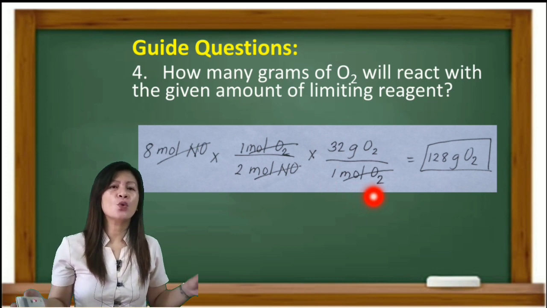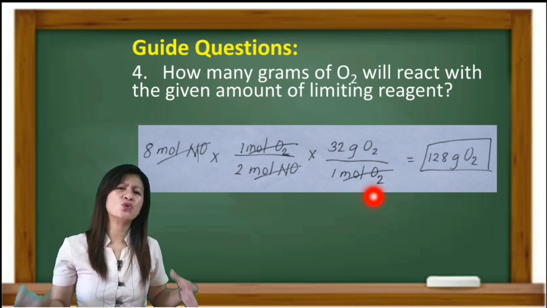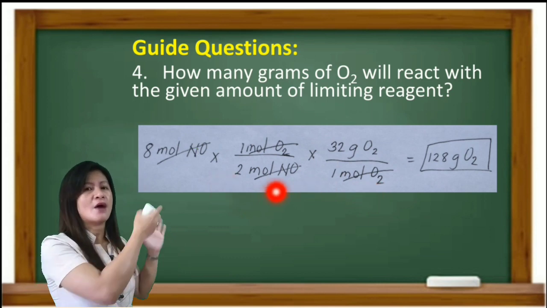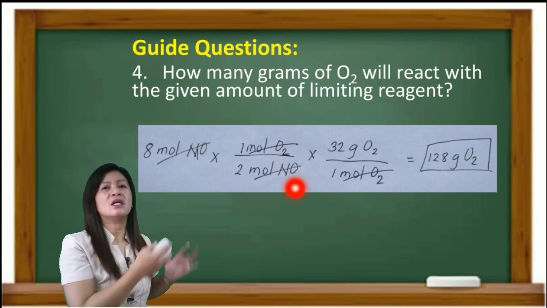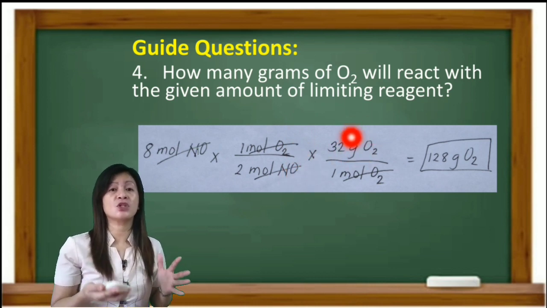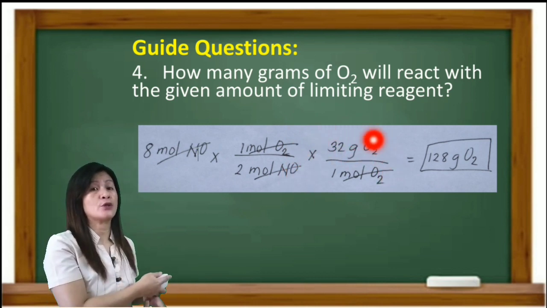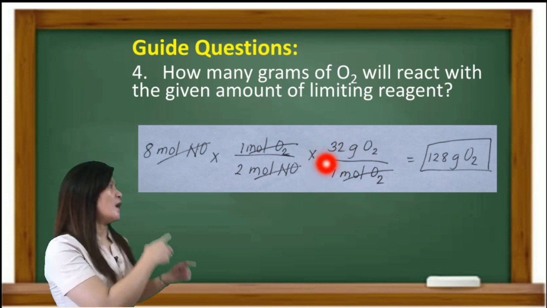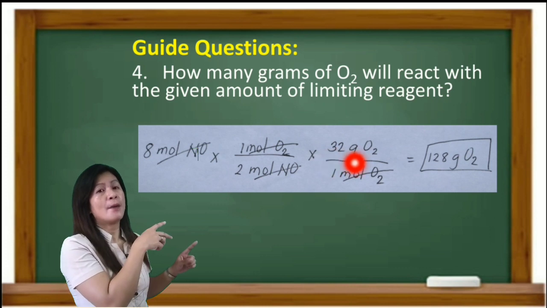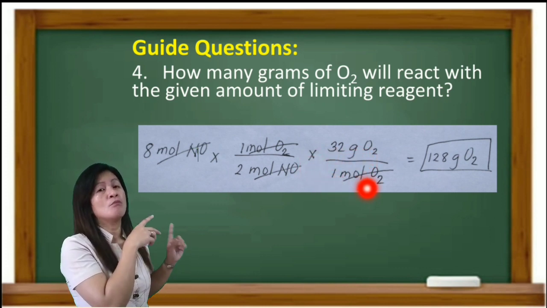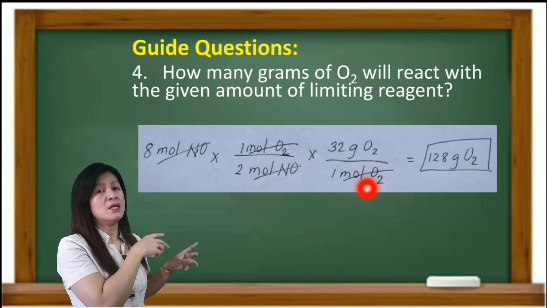If the question were, how many moles of oxygen are needed to react with the limiting reagent, we would stop with the first conversion factor. But we are asked to determine the grams of oxygen, so let's use another conversion factor. This time we consider the molar mass of oxygen gas, the relationship 32 grams of oxygen gas over 1 mole of oxygen, which we will be needing here.